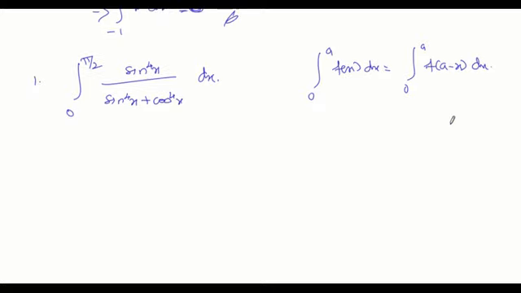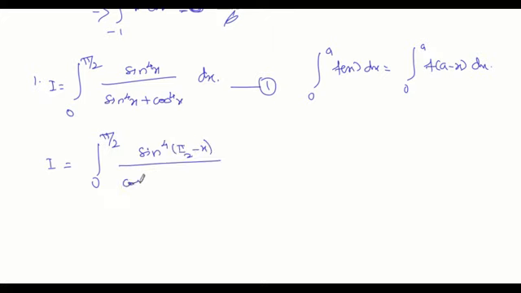Using this property, children, we are going to rewrite. I first name this as I. The same I can be rewritten as, see, children, integral 0 to pi by 2 sine power 4 of pi by 2 minus x by sine power 4 of pi by 2 minus x plus cos power 4 of pi by 2 minus x dx.